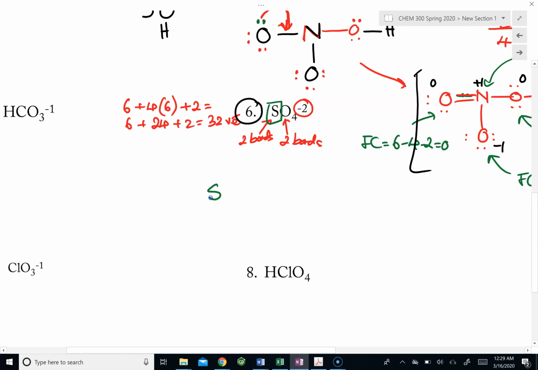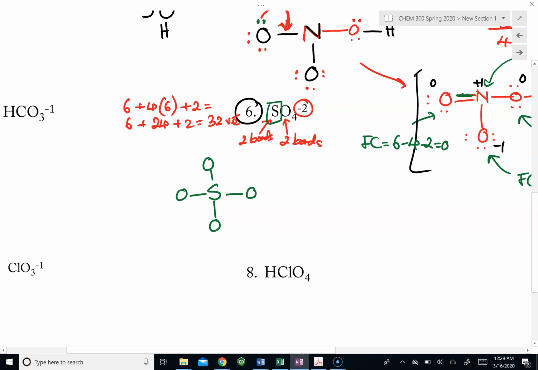So now we're going to draw the sulfur first. And now we have 4 oxygen. And again, we have 4 of these, and we need to connect them symmetrically to the central sulfur. So 1, 2, 3, and 4.